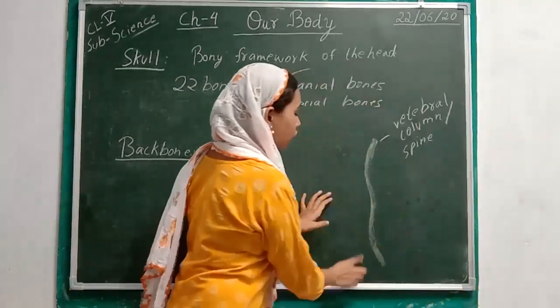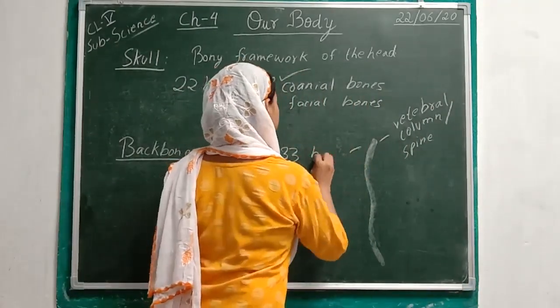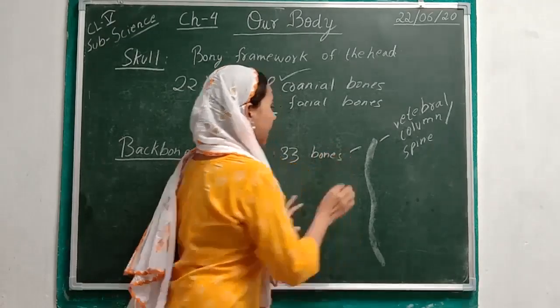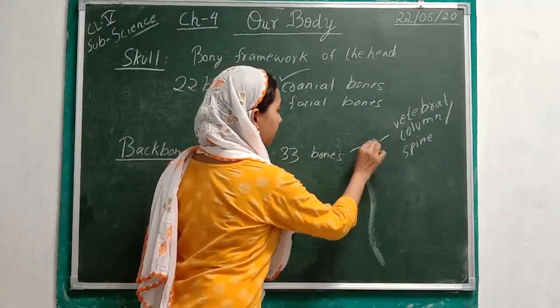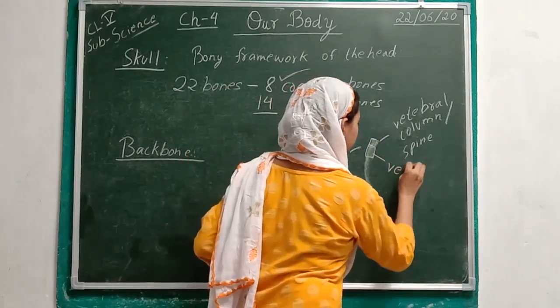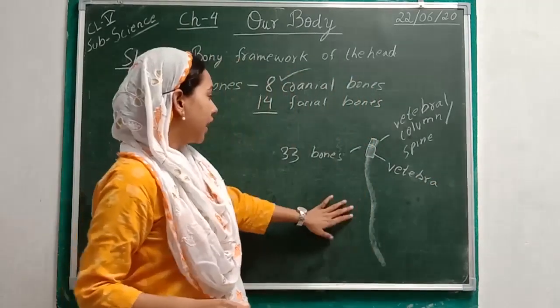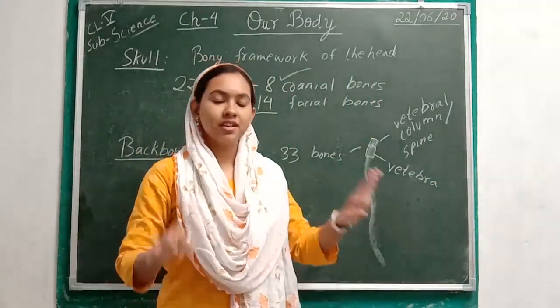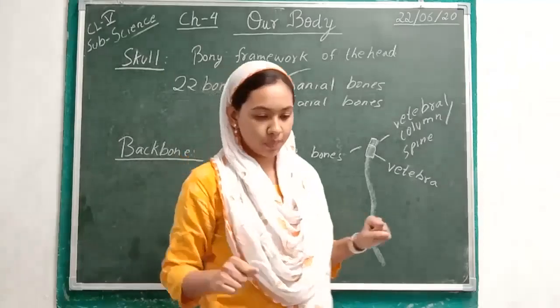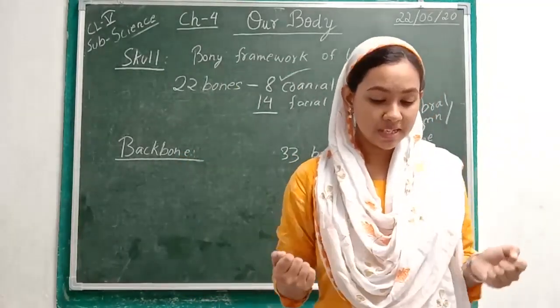Now, this vertebral column is made up of 33 irregularly shaped bones. Each of the bones present here is known as a vertebra. Your backbone gives you balance to stand upright and straight, and also helps us to maintain balance.